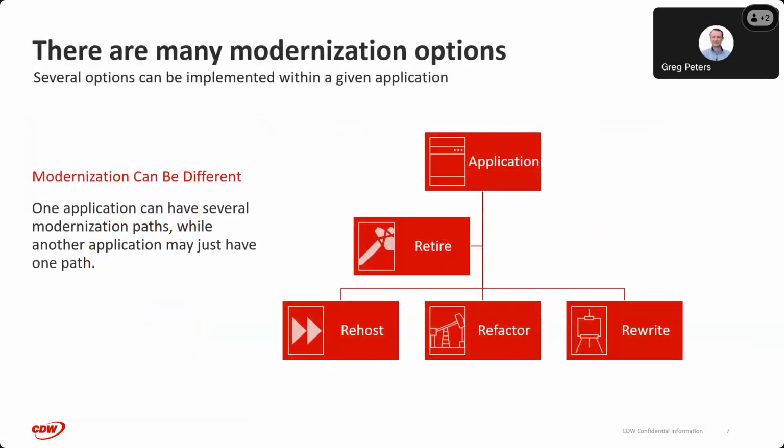There's a different counterintuitive point, which is that when you do modernization, sometimes there are several options, okay? You can have an application that could be partially retired, some of it can be refactored or rewritten. So it's not just that one application can go down one specific pathway. Sometimes it's many different pathways for one application, all right?